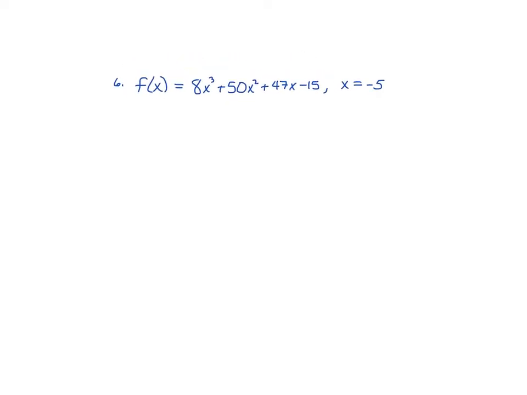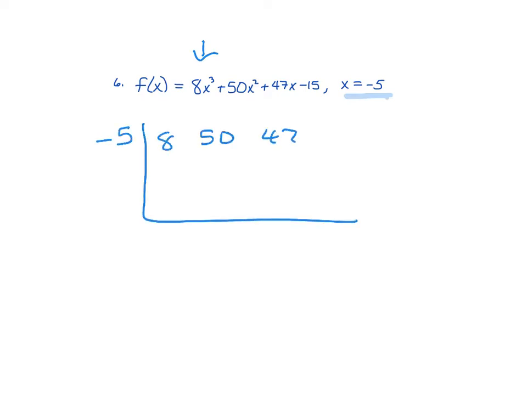Again, they're giving me one of the zeros. So I'm going to do my synthetic division because I need to get this equation to drop down one exponent. I need to make it quadratic so I can solve it. So again, we're going to put negative 5 here. Grab all your coefficients. And now divide. Negative 40, positive 10, negative 50, 15, and then 0.